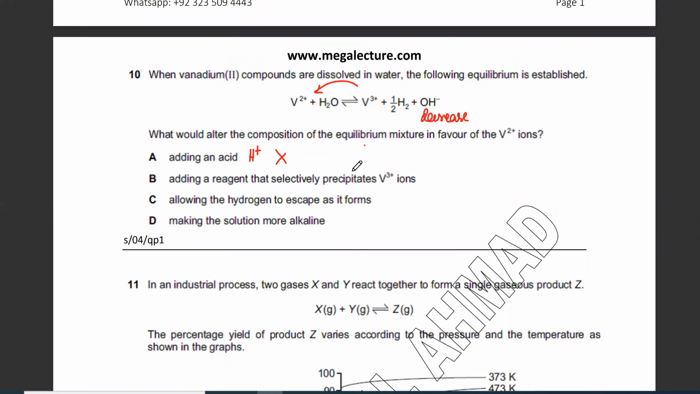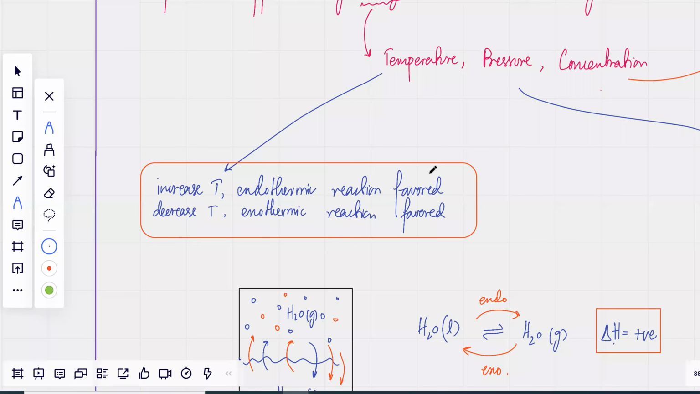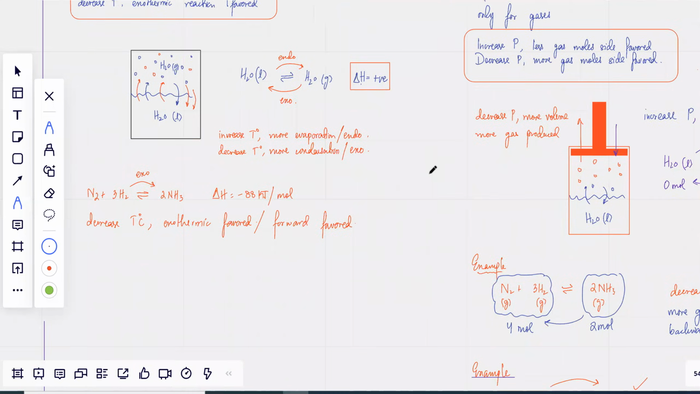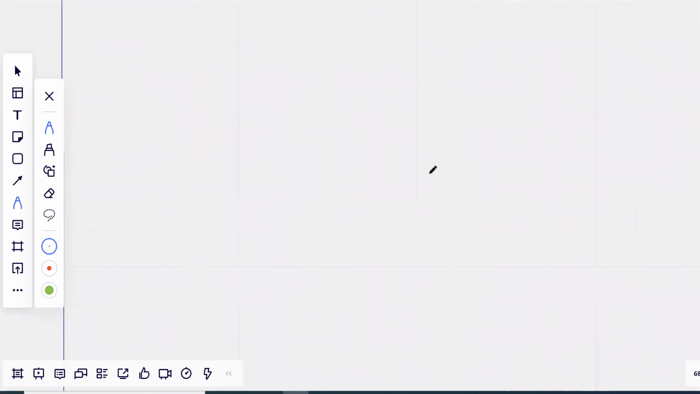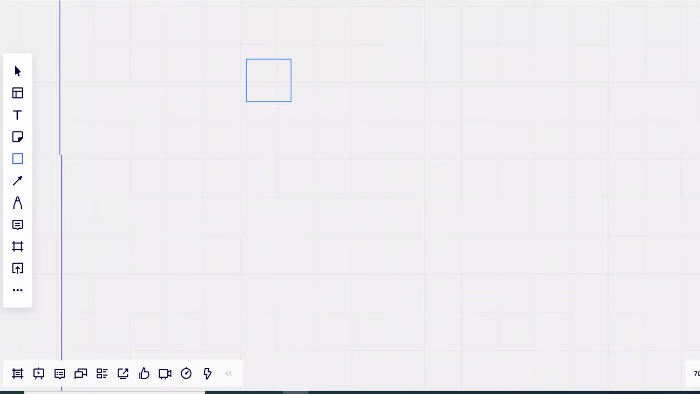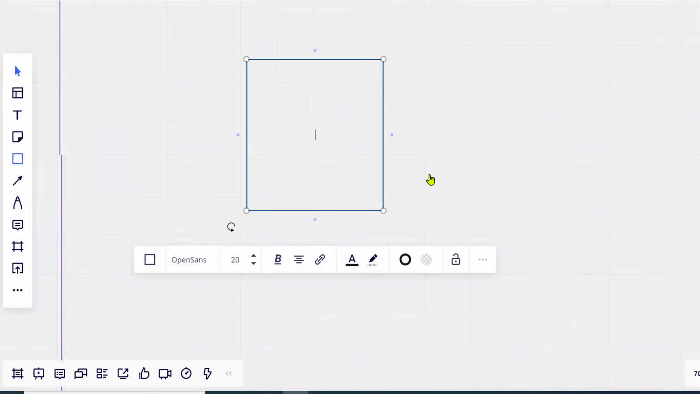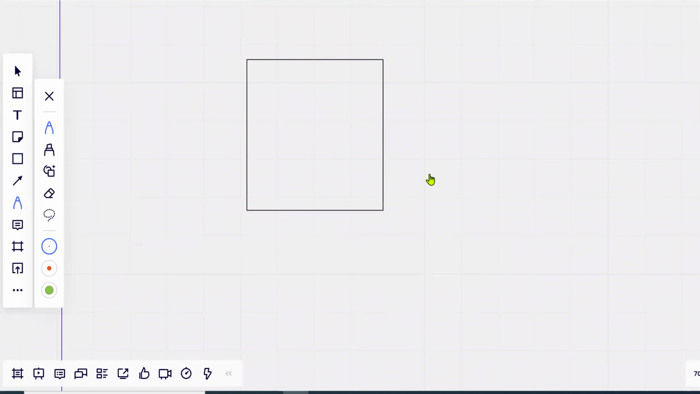Adding a reagent that selectively precipitates V3 plus ions. What does that mean? This is about precipitation. So I'll just quickly explain what precipitation is. You've studied this in O levels as well. So what is precipitation? You remember that all salts have different solubilities. Like if you have a beaker, and the beaker has a solution and a bunch of ions.